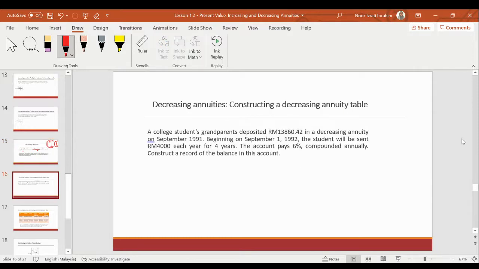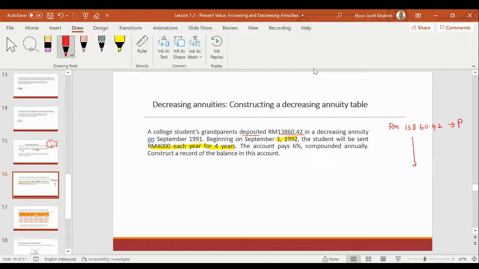Let's look at this case scenario to understand more about the decreasing annuity account. A college student's grandparents deposit RM13,860.42 in a decreasing annuity in September 1991. At the beginning of 1992, which means after a year, the student will be sent $4,000 each year for 4 years. The account pays 6% compounded annually. Construct a record of the balance of this account. So here, the grandparent deposits this amount in the account, which means the principal amount of the account is RM13,860.42.